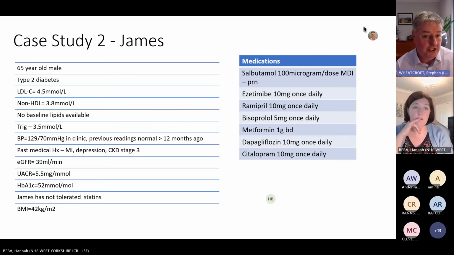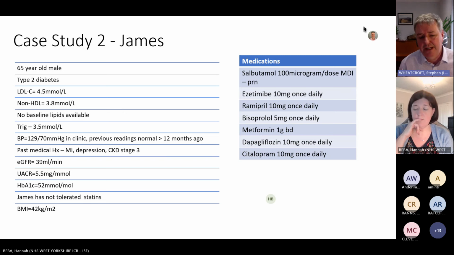So again, this is a patient that is a typical patient of mine. So he's a 65-year-old man. He's had a past history of myocardial infarction. He also has depression and CKD stage 3 and has type 2 diabetes. So a very typical patient with multiple medical conditions affecting cardio-renal metabolic disease. So let's think about his long-term risks, you can see the medications over there.